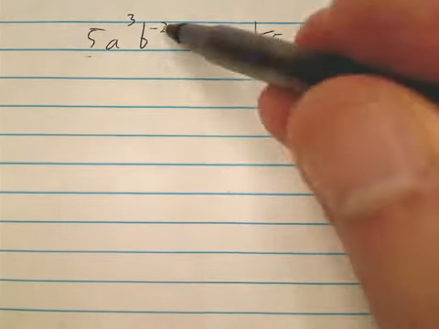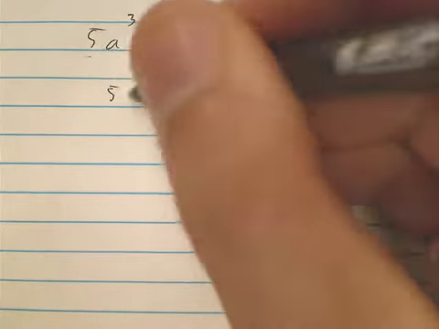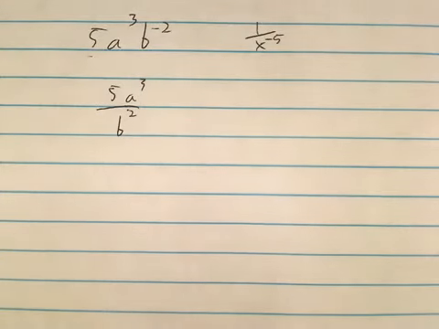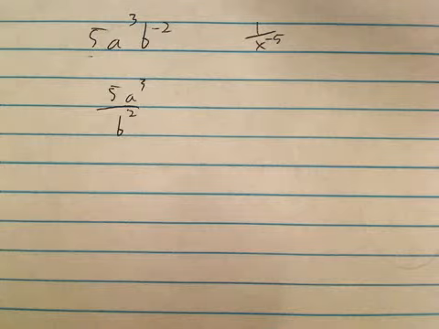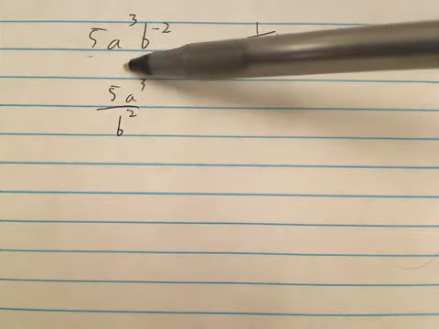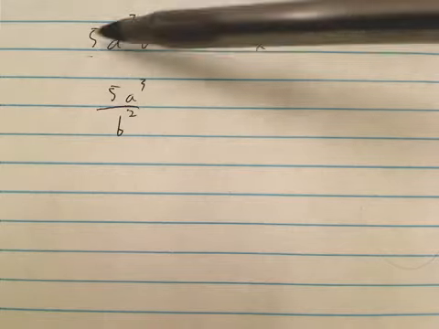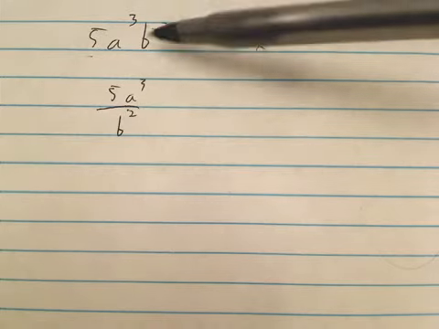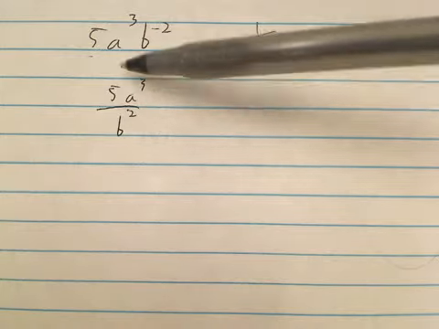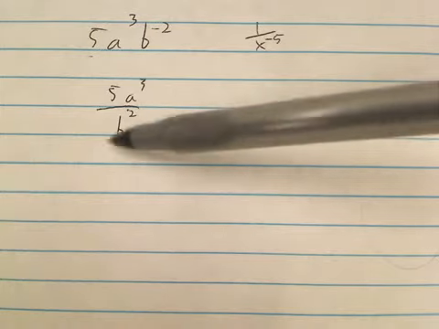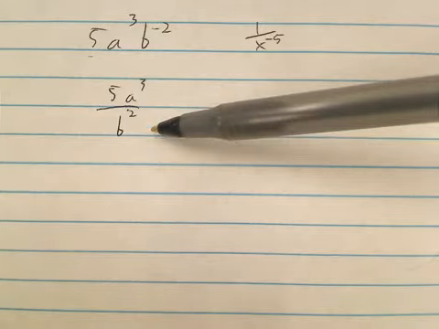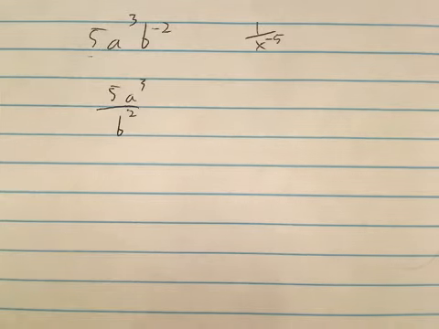But b is to the negative 2 power. So this is going to be 5a to the third over b to the second power. Okay, so you can see what I did here. If these numbers are originally in the numerator, because this would be over 1, and so these both stay in the numerator, but because the b is to a negative power, it moves to the denominator. And this is a more simplified expression. It's better to write things without negative exponents, usually.